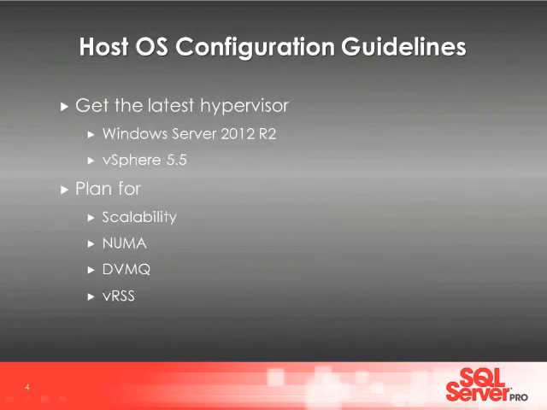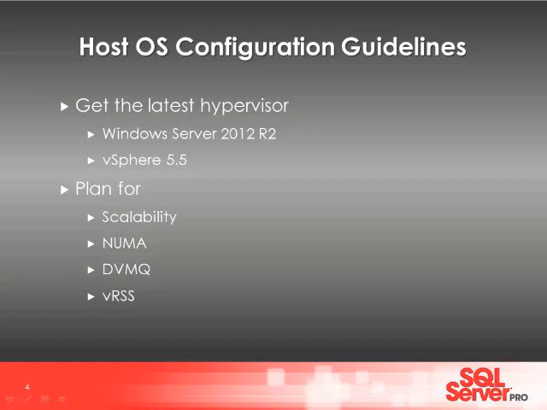Next, for the host OS configuration guidelines, first make sure you're using the latest hypervisor. For Windows Server, that's Windows Server 2012 R2 Hyper-V. For vSphere, it's vSphere 5.5. This is going to have the highest levels of scalability. Both of these systems support up to 320 cores or logical processors.